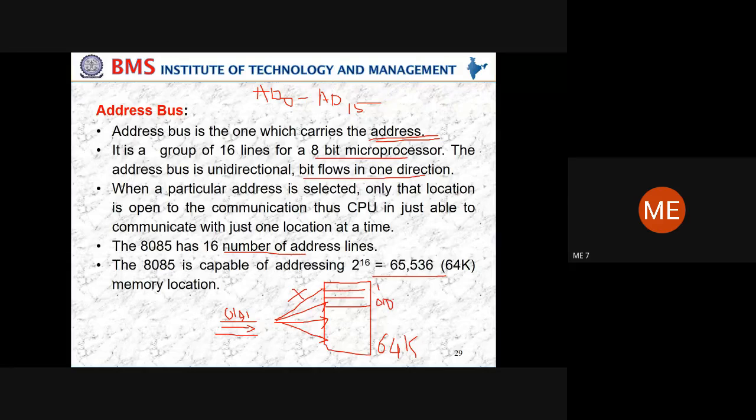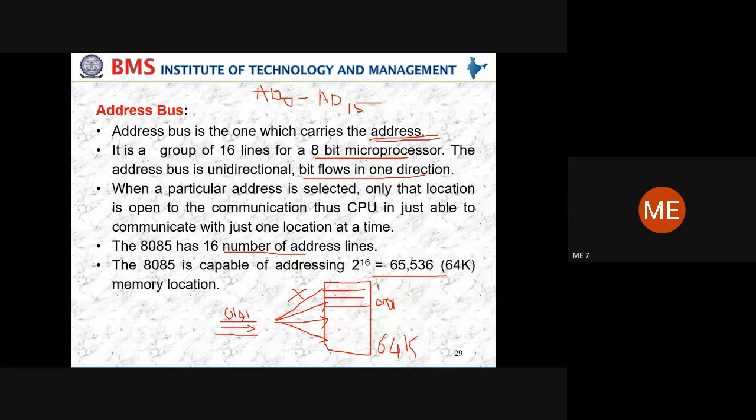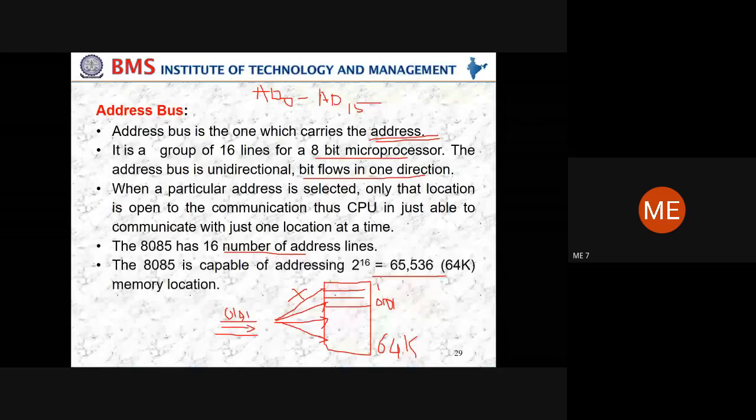Okay, so at a particular instant of time, the communication can occur with only one particular location. That is what I said here. When a particular address is selected, only that location is open to communication. Thus, the CPU is able to communicate with just one location at a time.